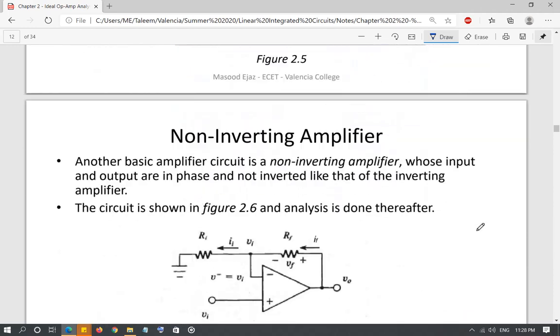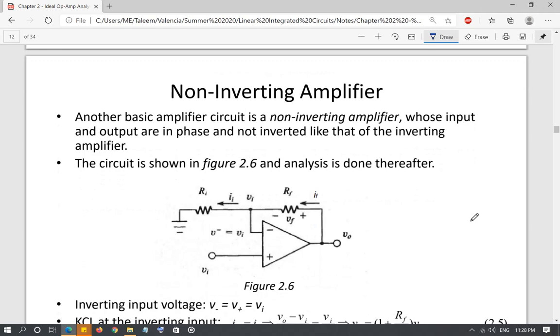The next is the non-inverting amplifier. In the non-inverting amplifier, the phase of the output is the same as the phase of the input. So it's not opposite of the phase of the input, and that's why it's called non-inverting amplifier. The way you recognize a non-inverting amplifier is the input is connected to the non-inverting input terminal of the op amp.